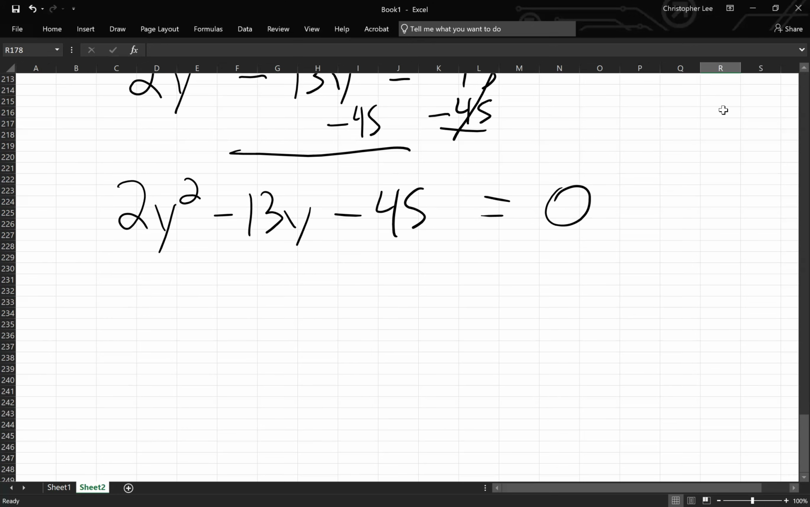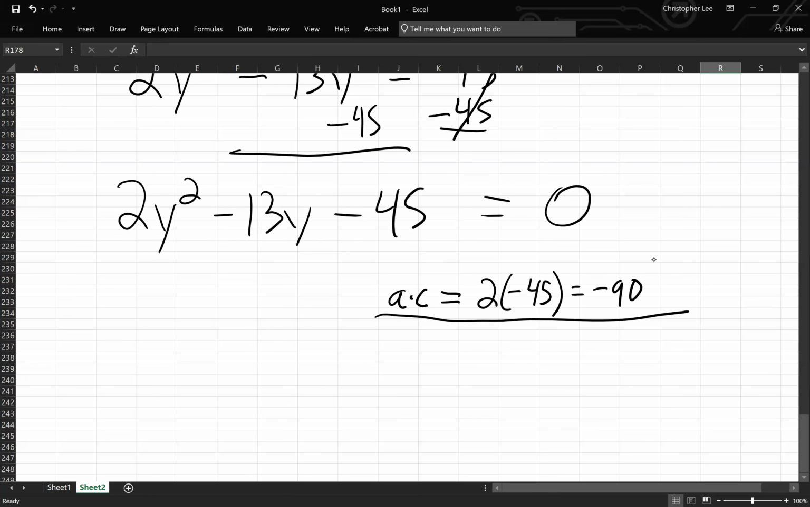Nothing crazy, right? Well, first off, I look at it, I have no GCF. So now I can use the AC method. We're going to do A times C, which is the 2 times the -45. Call that -90. And then our B term is what? -13. So now this is a little bit hard. I need two numbers that when I multiply them together will give me -90, but when I add them will give me -13. Let's work it out.